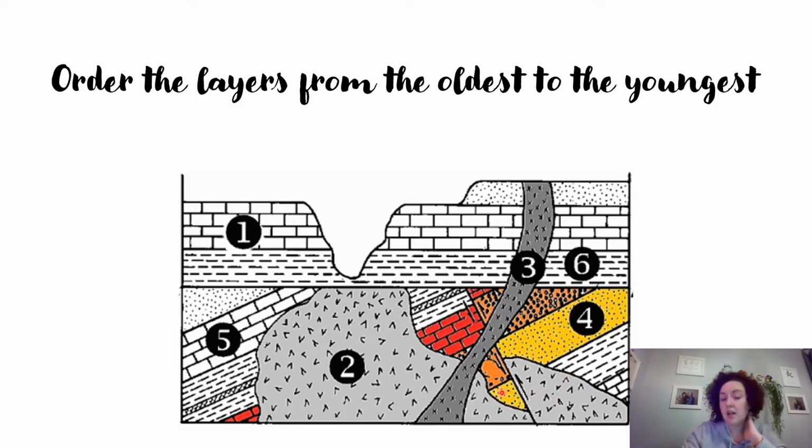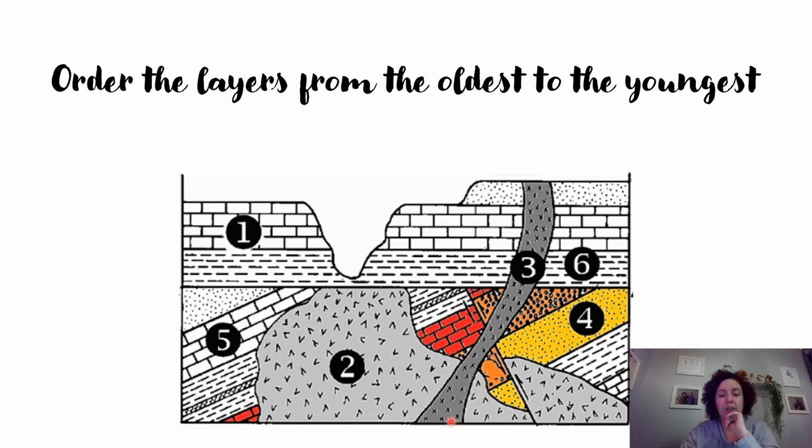Then I'm going to go back up, and now I know it goes 4 and then 5, because 5 is sitting on top of 4. And then 2 went across 5, but 3 went across 2. So that means your order should be, so far from oldest to youngest, 4, 5, 2.